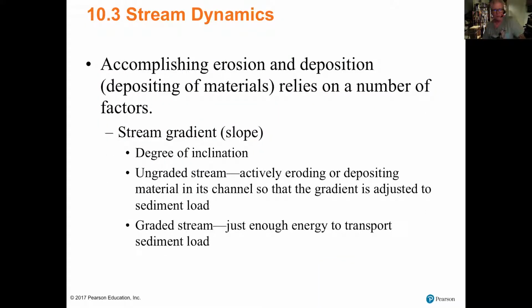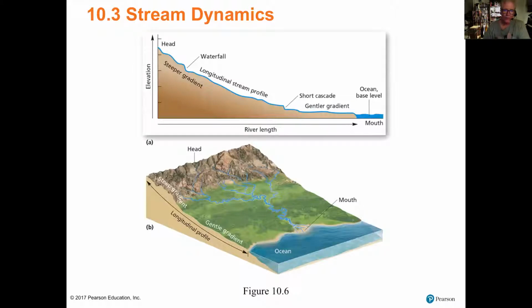Okay, so the stream gradient is the degree of inclination. Just remember that. And it has to have enough energy to transport the sediment load. And as long as it's doing that, it's eroding either the bottom of the stream bed, or the sides of the stream bed, or both. As long as it's doing that, it hasn't reached its base level yet. So that's kind of how it works.